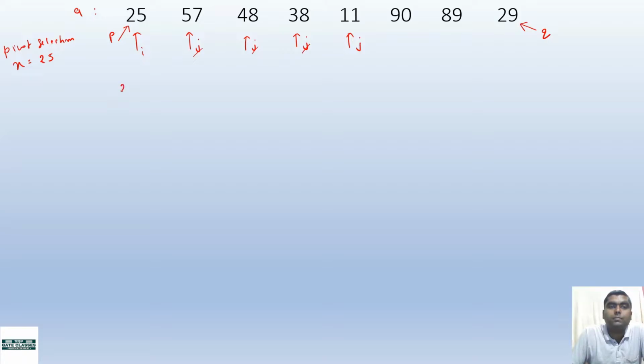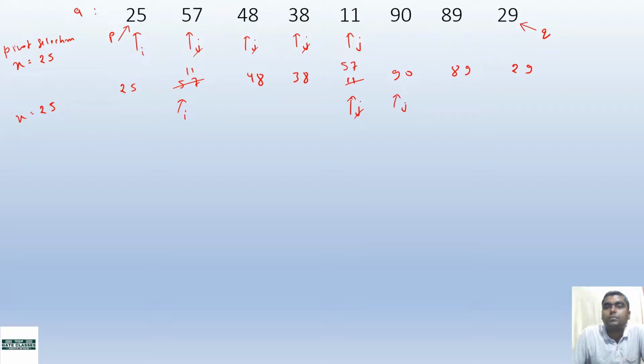So now this time the array is 25, 57, and 48, and 38, 11, 90, and 89, and 29. So i will be incremented. So i comes here, and j is where? j is this particular location. This is j. And A of i and A of j, what will we do with them? Interchange. So this 11 will come here and 57 will go there. So this will now become 57. Okay, finally your X is what? X is here 25 only. Okay, now just increase j.